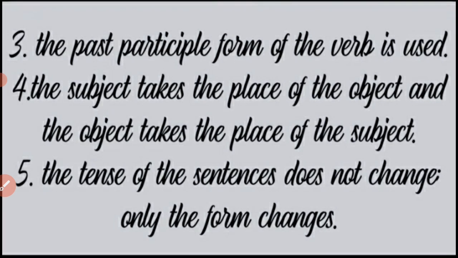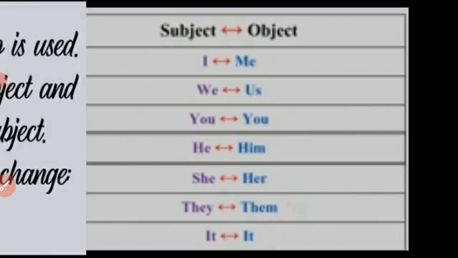The past participle form of the verb is used. When we convert from active to passive voice, we use the third form of the verb. The subject takes the place of the object and the object takes the place of the subject. The tense of the sentence does not change, only the form changes. So, this also we are going to do in detail later.